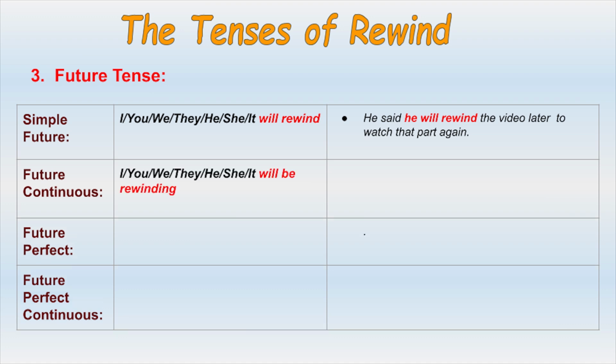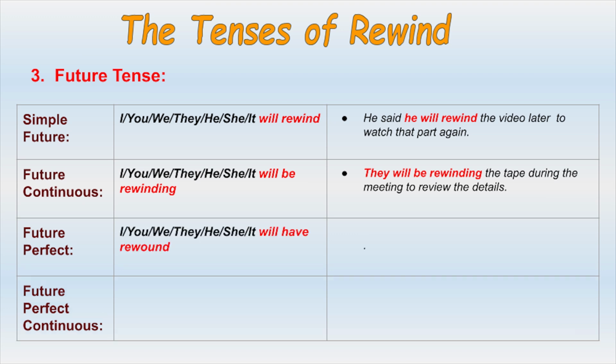Future continuous. For all persons, we say will be rewinding. So they will be rewinding the tape during the meeting to review the details. For future perfect, for all persons, that is I, you, we, they, he, she, it, we say will have rewound. For example, by this time next week, the secretary will have rewound all the tapes in the archive.